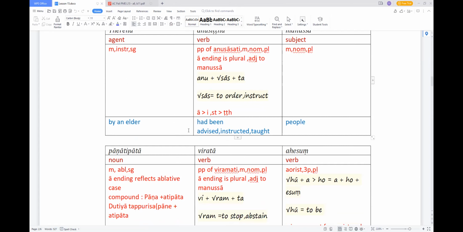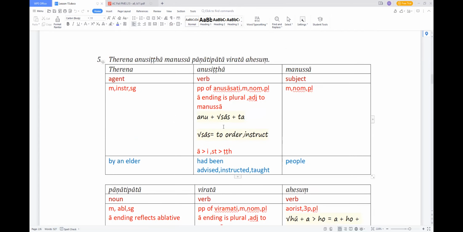Then the Anusita, why does A change to I? So you have to think about that a little bit in terms of the word formation. Why does A change to I? You have to think about that. Yeah, the book, you have to search for it. You tell us by next week, okay?